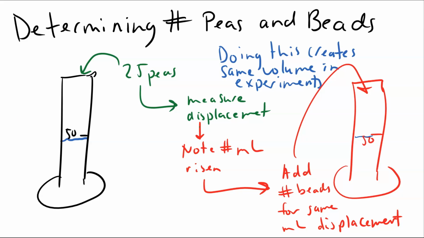And we want to do the following. You take 50 milliliters of water in a graduated cylinder, and you add 20 or 25 peas to that. So just define what you're doing. We're going to add 25 peas, and then you measure the amount of displacement of water. However many milliliters that rises for 25 peas, you want to take another graduated cylinder and also fill it up to 50, and you want to add beads until it equals the same amount of milliliters displaced. That'll give us an equal volume of peas and beads to add to our experiment, and I'll show you what I mean by that in a moment.